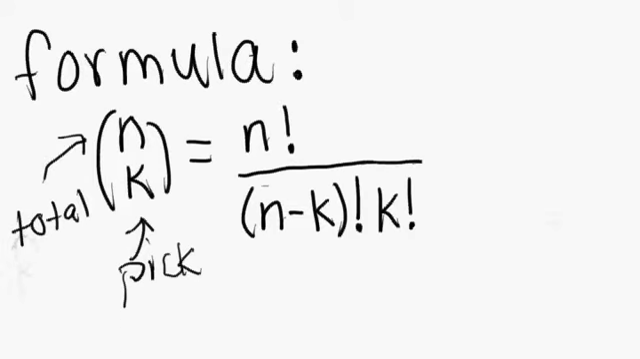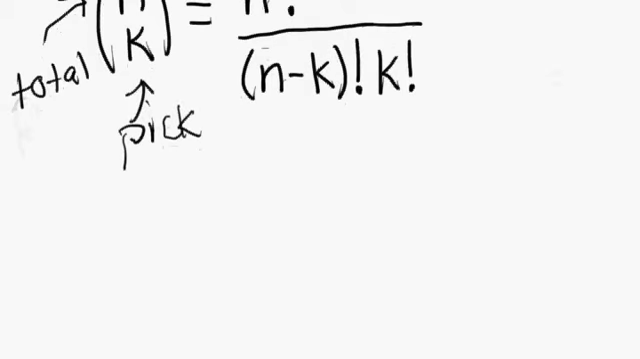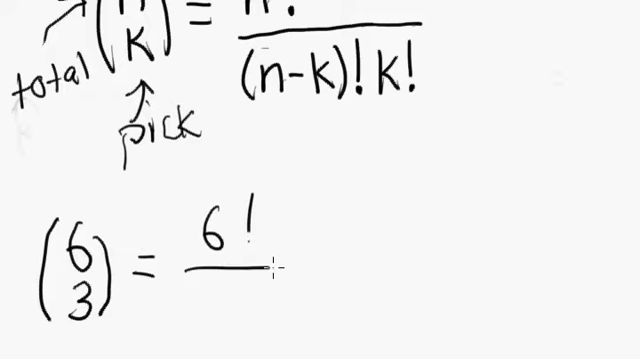And the formula is written with this notation with these parentheses, and we have n total objects and we want to pick k of them, and that's just equal to n factorial divided by n minus k factorial times k factorial. So let's go ahead and apply that to our original problem. So we have 6 total people. We want to choose 3 people for our committee. That's just equal to 6 factorial over 6 minus 3 factorial times 3 factorial.